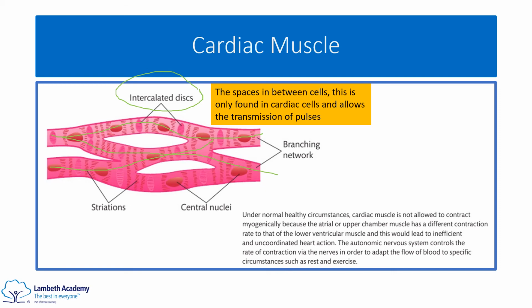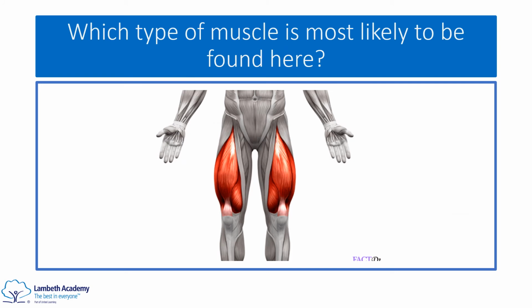Here I have my quadriceps, so those are the muscles that run down the fronts of your legs. Which type of muscle is going to be found here? I'll give yourself 5 seconds and then move on to the next slide. The correct answer is striated muscles.